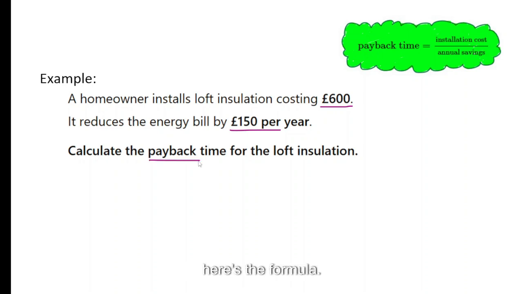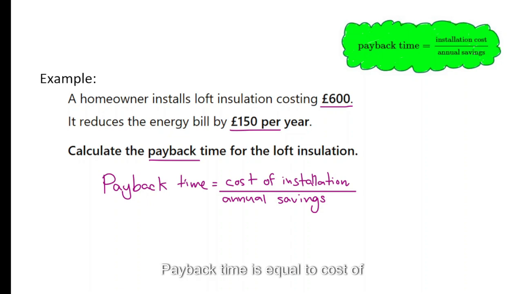So here's the formula. Payback time is equal to cost of installation. So the cost of installation here is £600 divided by annual savings, which is 150. So the answer here is 4 years.